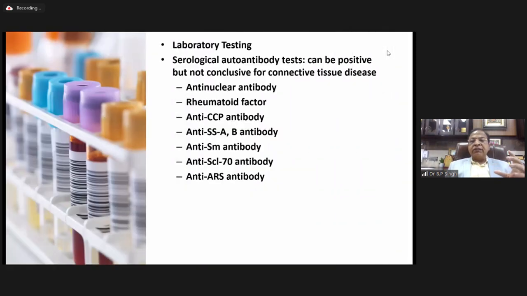In the blood investigation, you have to look for the autoimmune profile in detail and match it with the clinical symptoms. Here, I have mentioned antinuclear antibody, rheumatoid factor, anti-CCP, anti-Sjögren syndrome A and B antibody, anti-Sm antibody, anti-Scl-70 and anti-ARS, Zo and Jo. So for all these antibodies, there are panels available; you can go directly and ask your pathologist to get these tests done so that you can evaluate your patient for connective tissue disease.